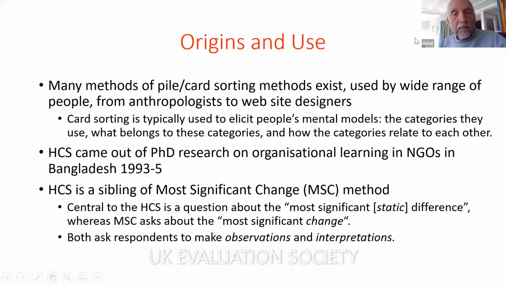There are many different ways of doing card sorting or pile sorting investigations. These have been developed over a long period of time by a range of people, mainly anthropologists and ethnographers, but more recently by people designing websites and trying to make them navigable, to enable people to find what they want on a website as quickly as possible. Card sorting is used primarily by many of these people to elicit people's mental models. In other words, the categories they use to describe things, what belongs to those categories, and how the categories relate to each other.